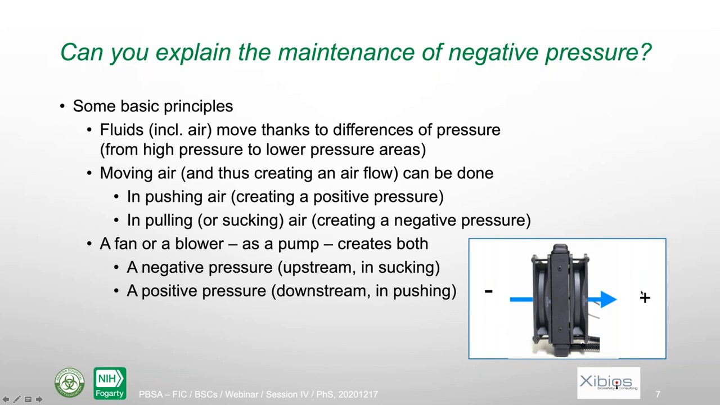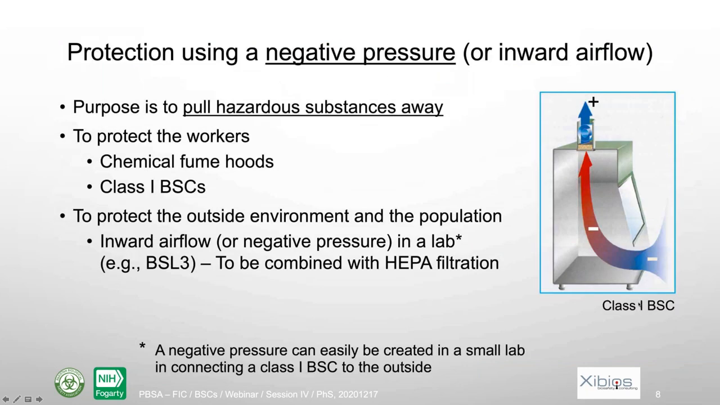And you will see that in biosafety cabinets, in a normal equipment, when we use a fan, we have some part at negative pressure and some part in positive pressure. So for protection, we can use a negative pressure. And that's obviously what is done in chemical fume hoods, for instance, or also in class one biosafety cabinets.